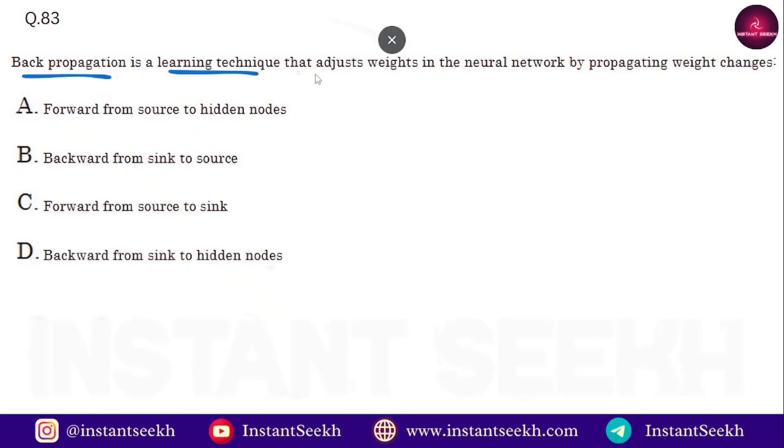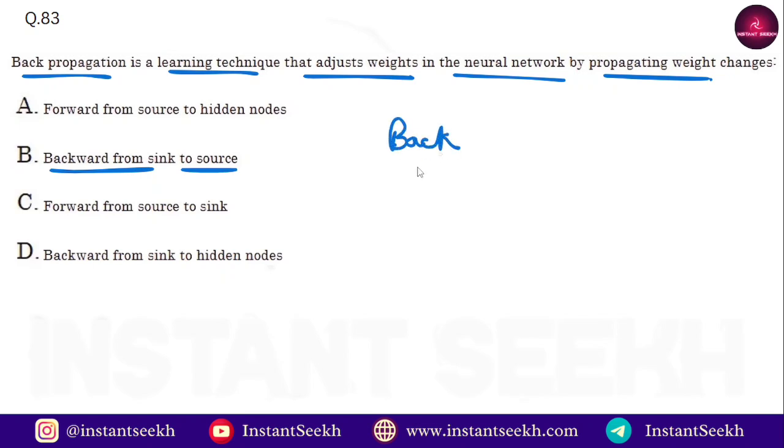Backpropagation is a learning technique that adjusts weights in the neural network by propagating weight changes: forward from source to hidden nodes, backward from sink to source, forward from source to sink, or backward from sink to hidden nodes. Backpropagation adjusts weights backward from sink to source. Always backward, from sink to source.